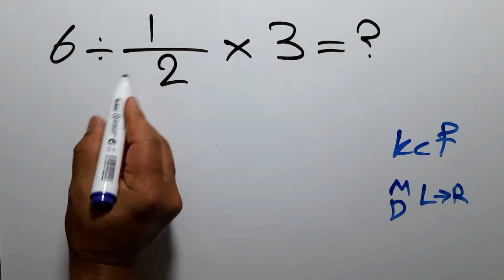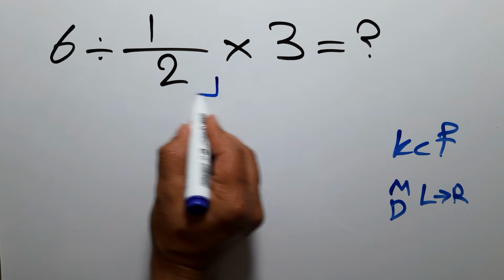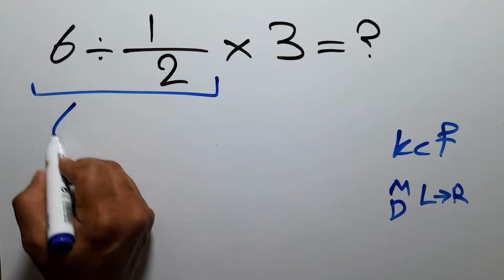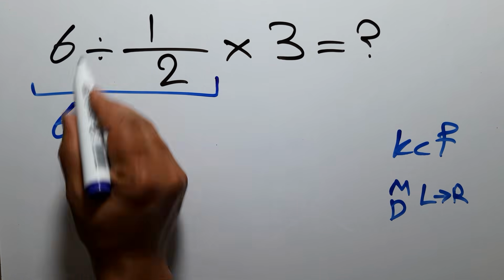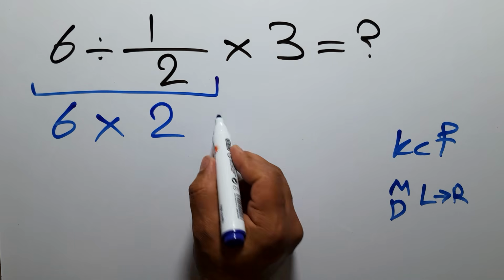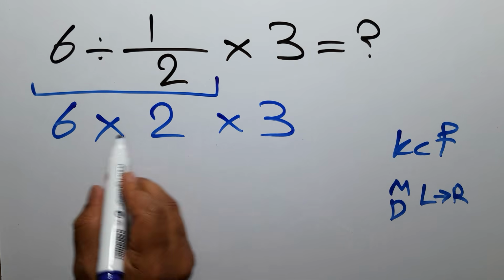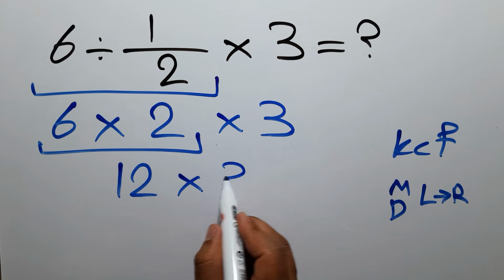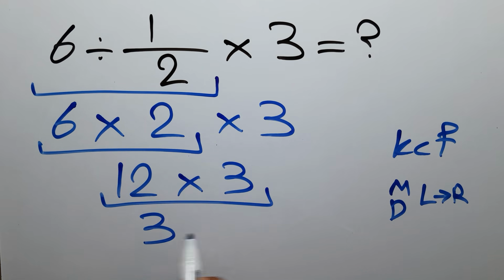So first we have to do this division. 6 divided by 1 over 2. According to the KCF rule, we can write: keep the first fraction, change division to multiplication, and flip the second fraction. And here we have times 3. 6 times 2 gives us 12. So we have 12 times 3, which equals 36.